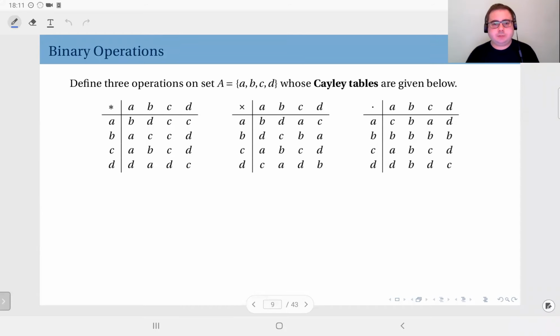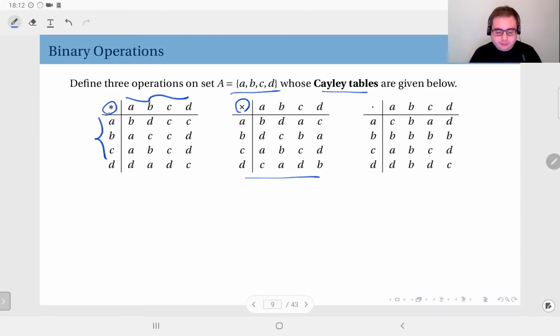Here we have three examples, three binary operations defined on this set and given to us using what we call Cayley tables. These are something like multiplication tables, and usually we take the first element from the rows and the second element from the columns. Remember, the order is important, and this star operation is defined in this manner, and the cross product operation is defined in this manner.